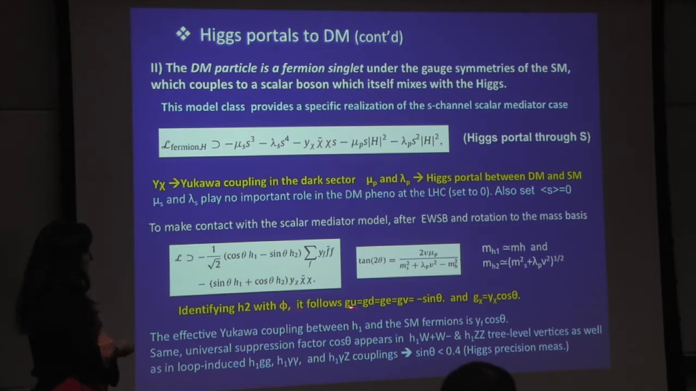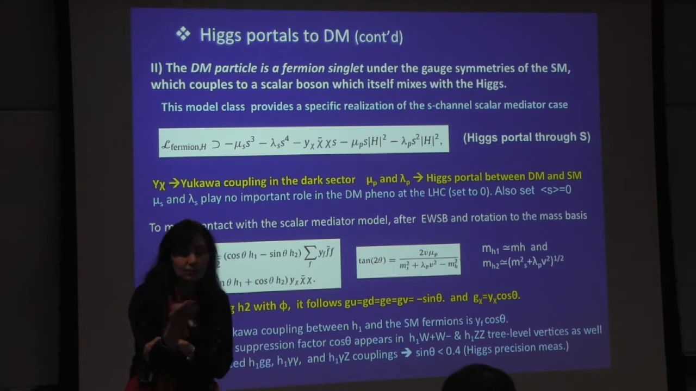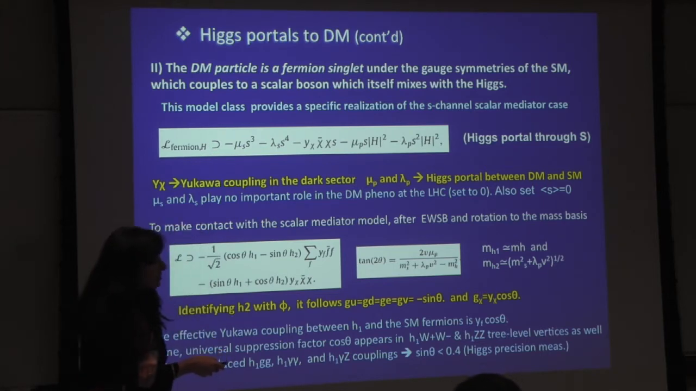In this model, we directly relate the couplings that I put in the simpler model before: they are going to be given by minus sine theta, and the coupling g chi of the phi to the dark matter is going to be given by y chi times cosine theta. So this is the little mixing. We are just taking into account this little mixing, this cosine theta or sine theta there.